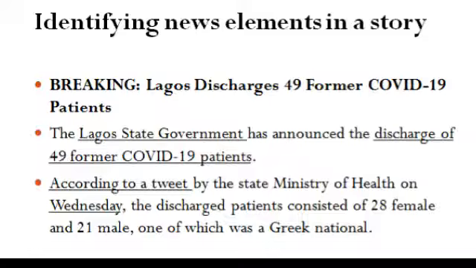You have the why, that is why were they discharged? Because they had recovered from COVID-19. And then we have the how: how was the announcement made? How were they discharged? It was via a tweet. The state government, through a tweet, announced that they had recovered and that the patients were being discharged.